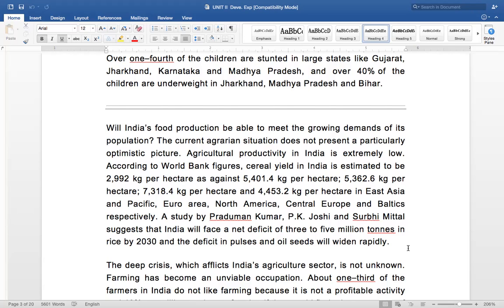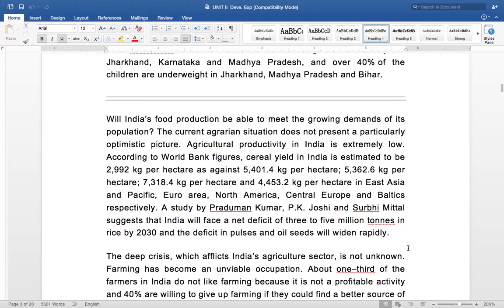A study by Pradhuman Kumar, PK Joshi and Sudhir Mittal suggests that India will face a net deficit of 3 to 5 million tons in rice by 2030. This is the point which I want to indicate here. And the deficit in pulses and oilseeds will widen rapidly.